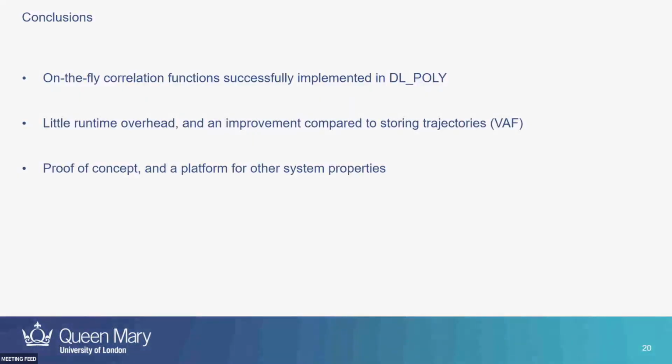So that brings me on to the conclusions. We've successfully managed to implement a general framework for on-the-fly correlation functions in DL Poly with little overhead, and an improvement over trajectory storage in cases like the VAF, and a proof of concept for more system properties and other things that we can implement in DL Poly using this methodology.